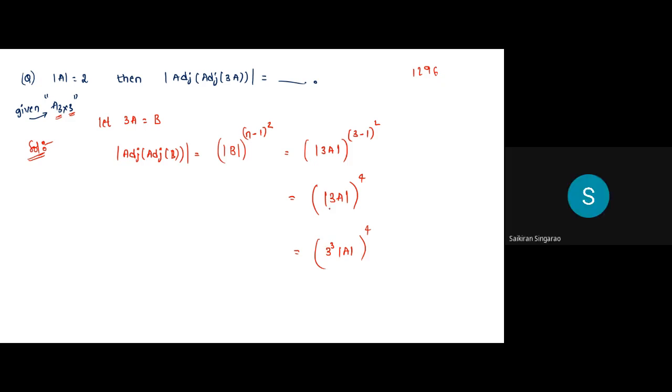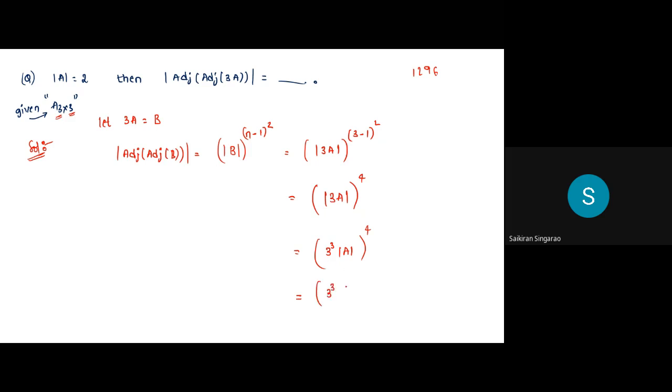Tell me, sir, are you following? Yes, sir. 3 power 3, you understood, right? This whole power 4 is like this only. I haven't used it yet. So this will come as, what is 3 power 3, it is like this only.